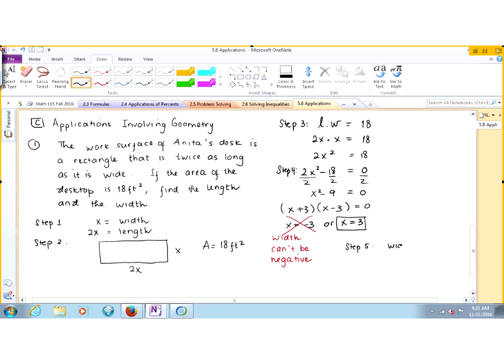So we have to answer the question. So the width is, and the length is, okay, so what is the width and what is the length? 3 what? Feet, okay, and the length is 6 feet. Why is it 6 feet? Yeah, so this is your x, this is your 2x. So we actually go back to the first definition here. Yeah, so one is x, the other one is 2x.